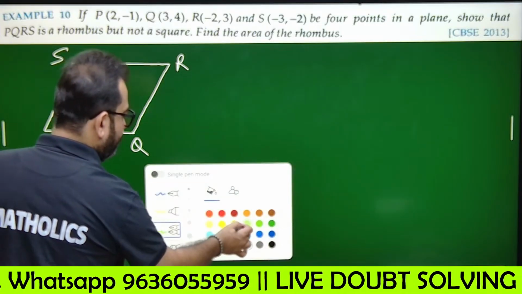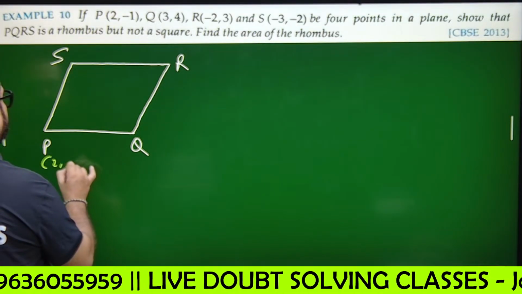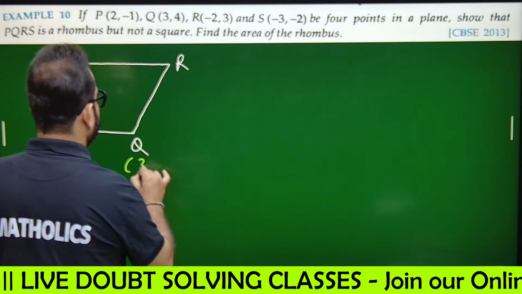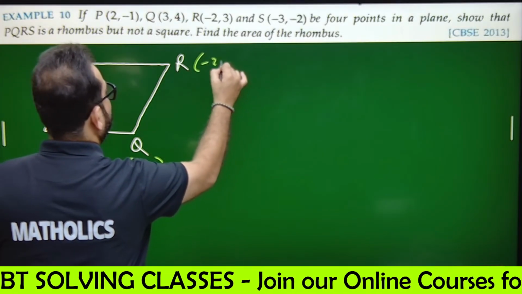What is P? P is (2, -1). What is Q? Q is (3, 4). What is R? It is (-2, 3).